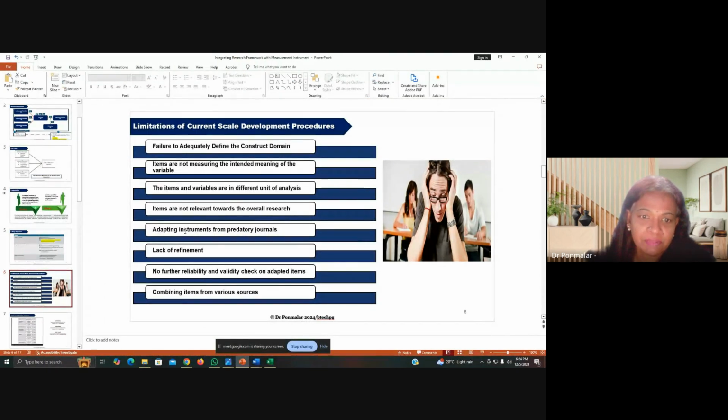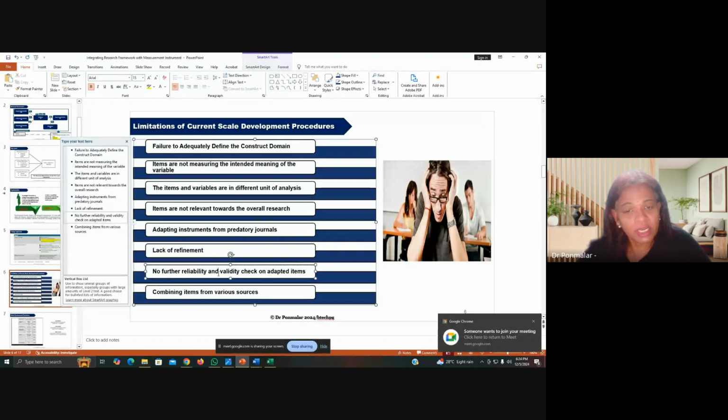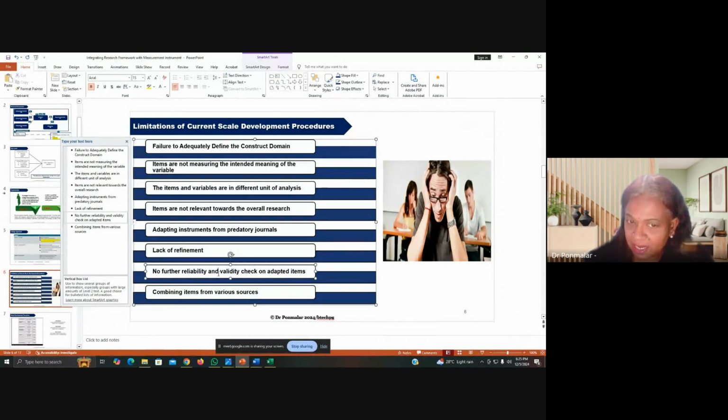Okay? Adapting instruments with no further reliability and validity. Oh, because you justify: I already took it from a Q1 journal. I took it from a Q1 journal. The Q1 journal says that the composite reliability for this variable is 0.9. So okay, I don't need to check anything, I don't need to do anything. I just take it, can I? That is another context. Ours is a different context. Sometimes in that context it is 0.92, but when I do it again it is 0.7. So we still need to check for reliability and validity. Why do we need to check for reliability and validity? Because you're doing refinement. When you refine, you need to check again for reliability and validity.